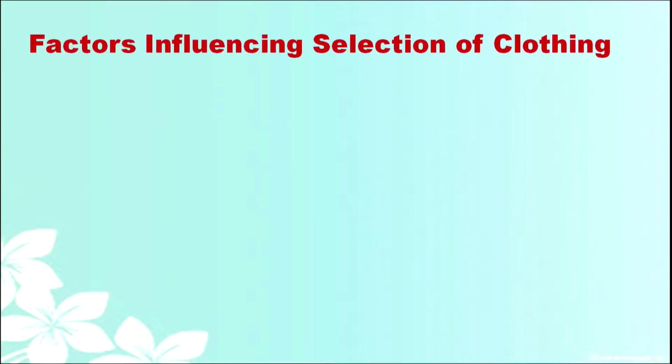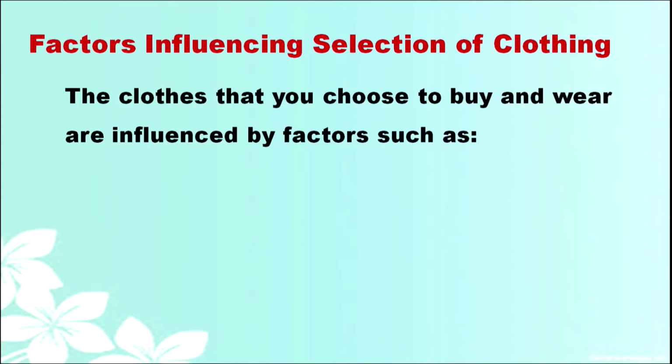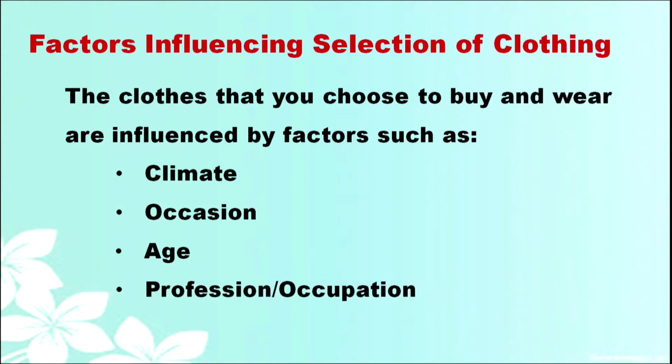In our last session, we had discussed the guiding principles of selection of textiles and clothing. Today, we will be discussing the factors that affect selection of clothing. What could be the factors that influence selection of clothing? It could be climate, occasion, age, profession, and activity. Now, one by one, we will try to debrief what exactly we mean by climate.